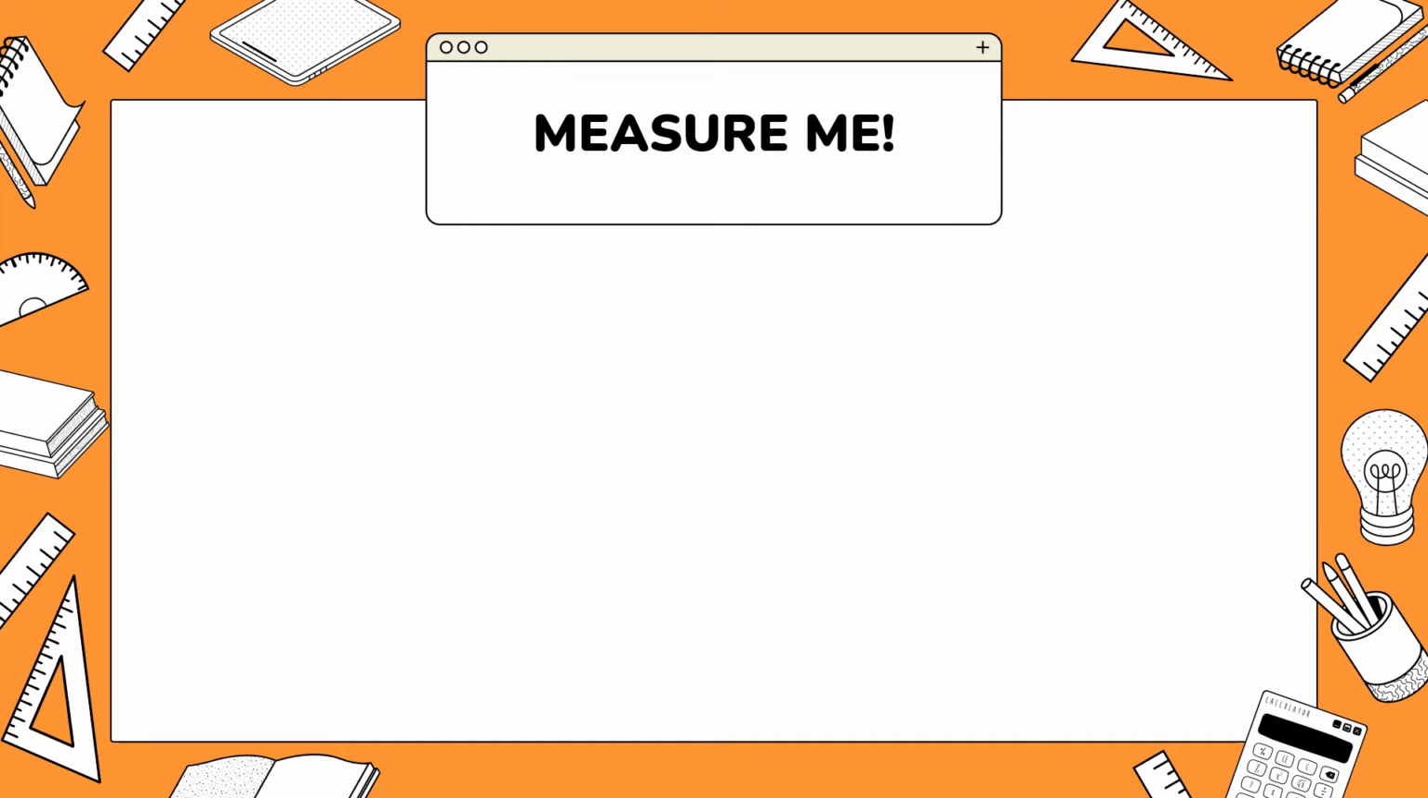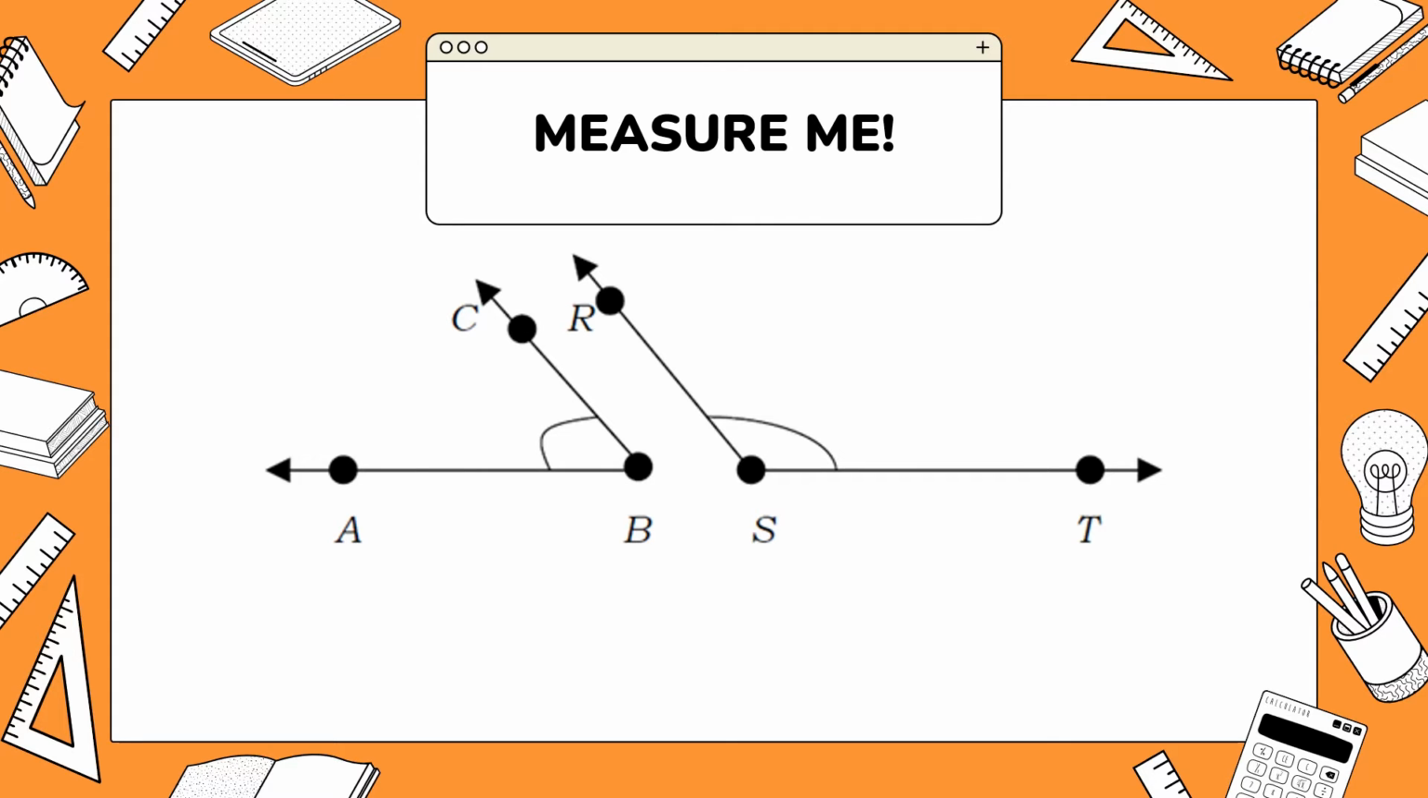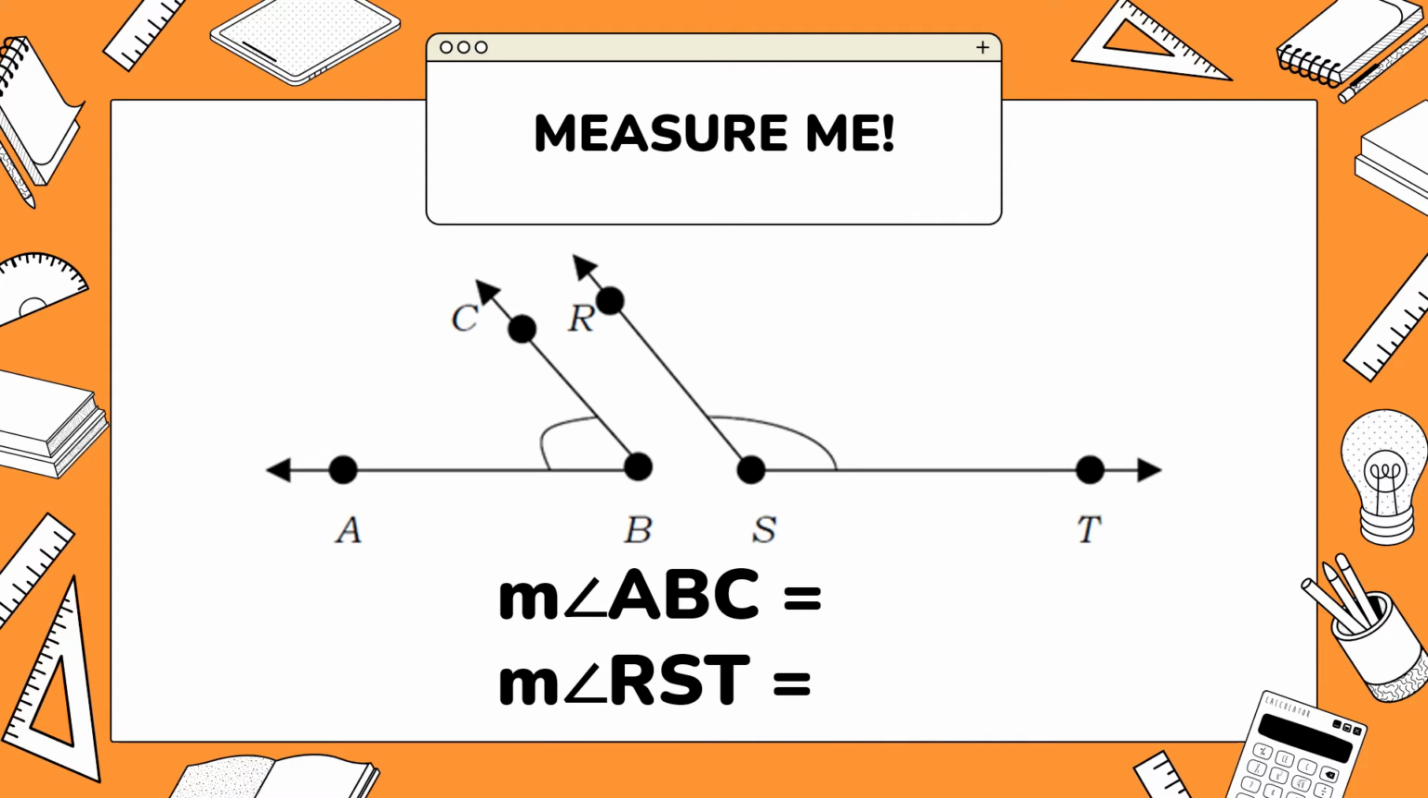Now for our last example, the fourth angle figure, we're going to get the measure of angle ABC and angle RST. 1 minute again for you to get their measures. Okay, what is the measure of angle ABC? Very good, 60 degrees. What about angle RST? 120 degrees. So those are correct.